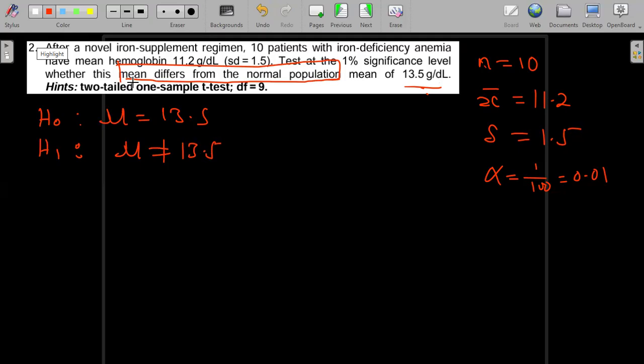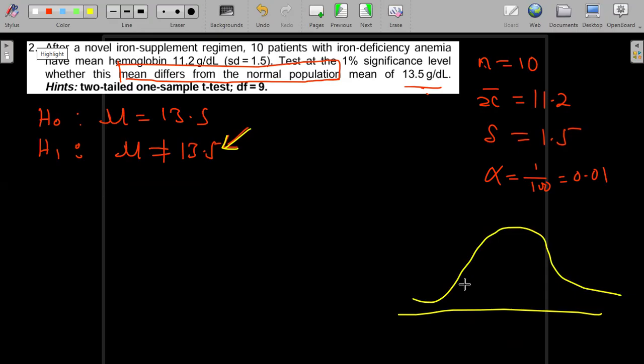They just said differs, meaning it can be higher or it can be lower. No wonder we are writing this in our alternative hypothesis. So what does this mean? It means we have a two-tailed test. If I have my distribution here, the statistic that I'm going to find, I'm going to consider the negative one and the positive one like that. So I have two rejection regions, this one and also this one here.